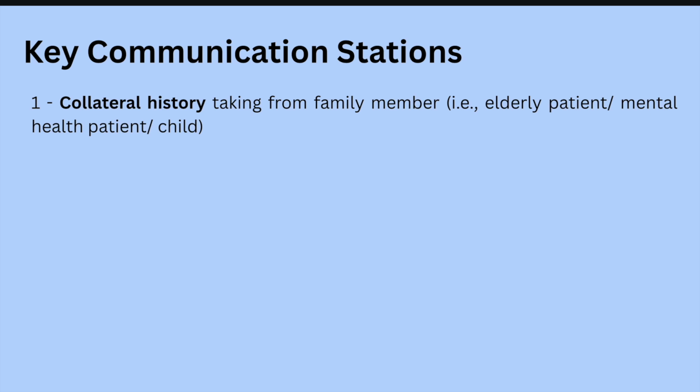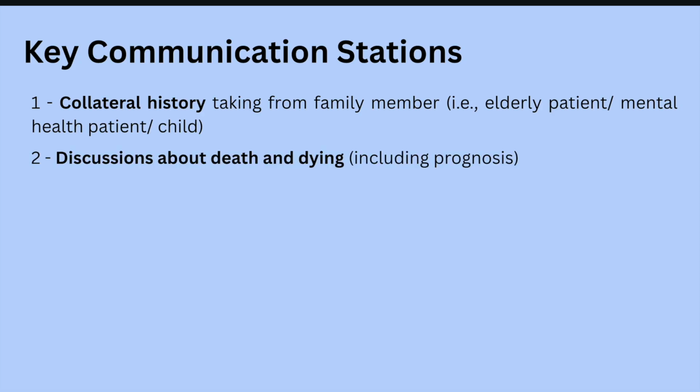Okay, so key communication stations. These ones might come up in a difficult history. So taking collateral history from a family member. For example, if a patient is very elderly, has a mental health condition, or is a child, you might be gathering information from someone else. Discussions about death and dying, including prognosis, breaking bad news about a patient's family member dying and how long they would probably have left to live, and answering any questions related to palliative care.